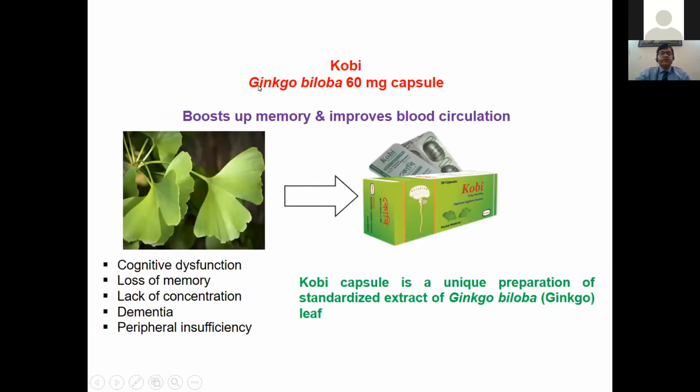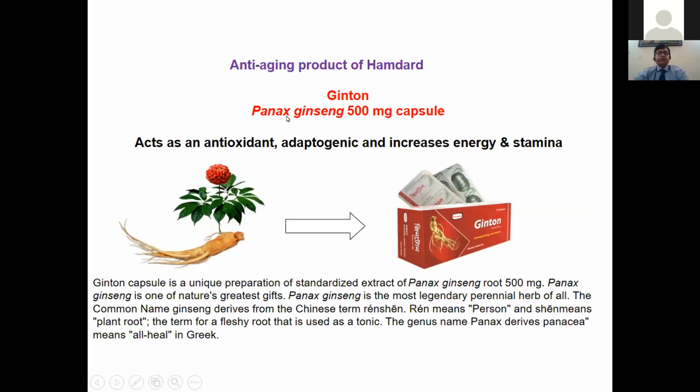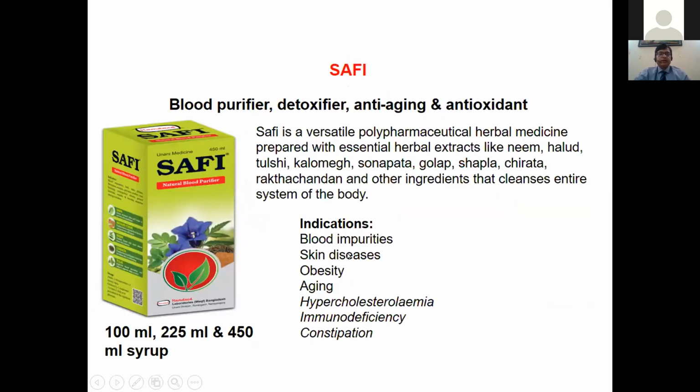Kobe is made from ginkgo biloba 16 milligram capsule, and it is also very popular in Bangladesh for boosting memory and improving blood circulation. Zinton is from 10x ginseng 500 milligram capsule, and it acts as an antioxidant, adaptogenic, and increases energy and stamina. Safi is also a herbal product, and it is used as a blood purifier, detoxifier, anti-aging, and antioxidant.